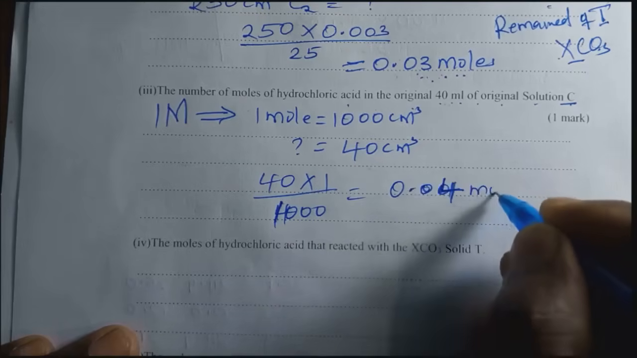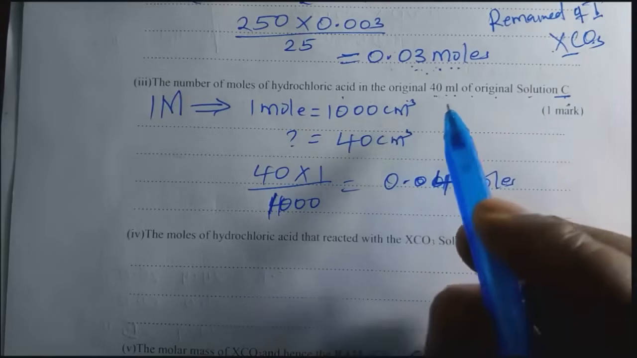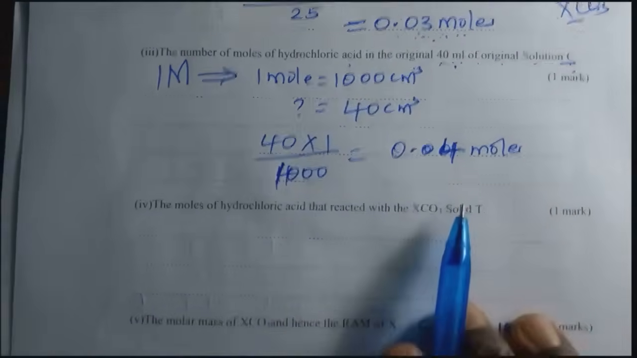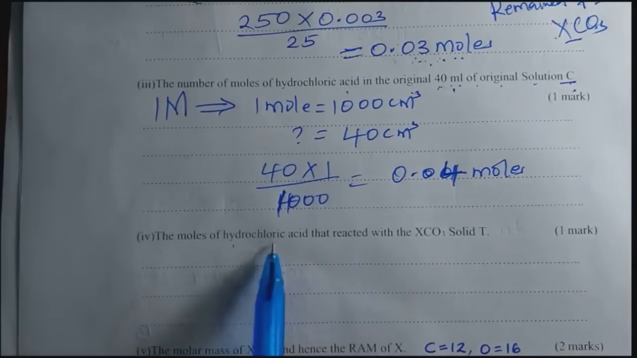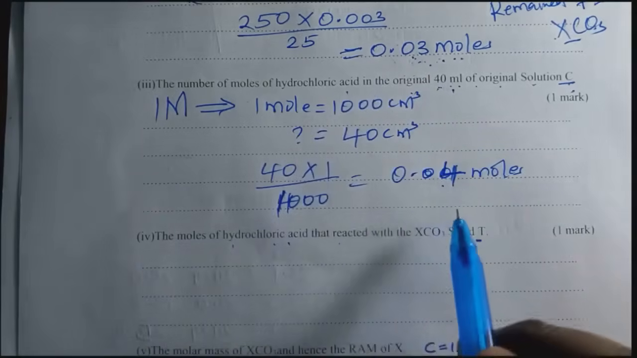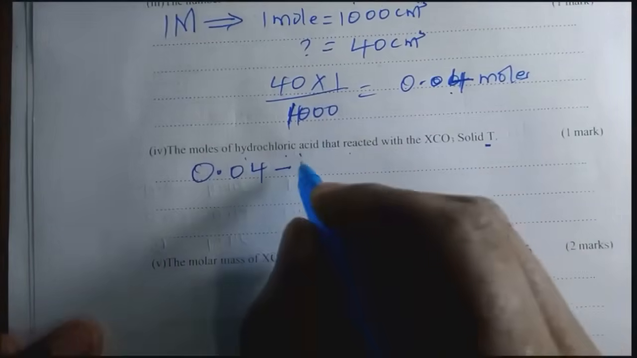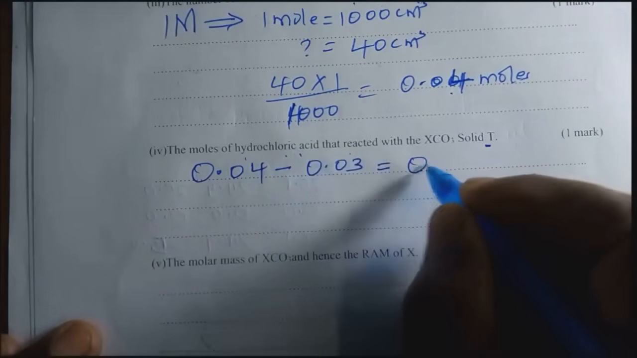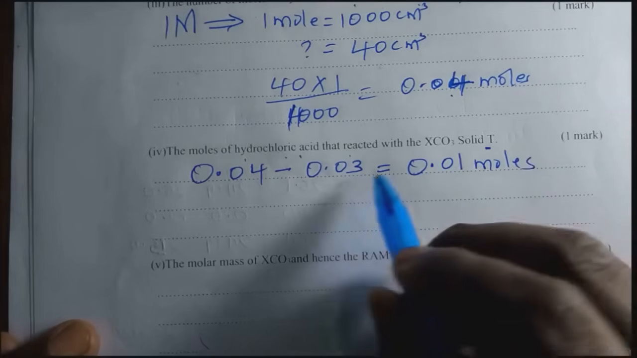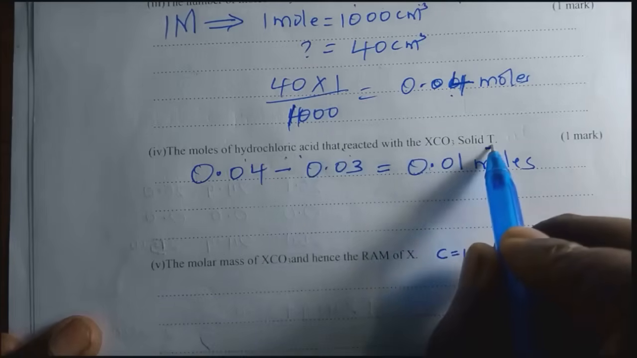So 0.4 is the number of moles of the original solution C that we measured, and then solid T was dropped inside and the reaction took place, and this one remained. So you will be asked to calculate the number of moles of hydrochloric acid that reacted with T. If this was the original and this remained, how will you get the number of moles that reacted? It is the original minus the one that remained. So 0.01 moles remained of hydrochloric acid. These are the number of moles of HCl that reacted with T.